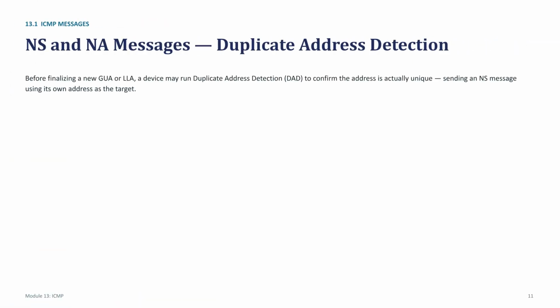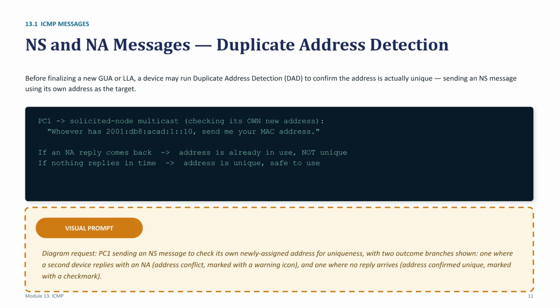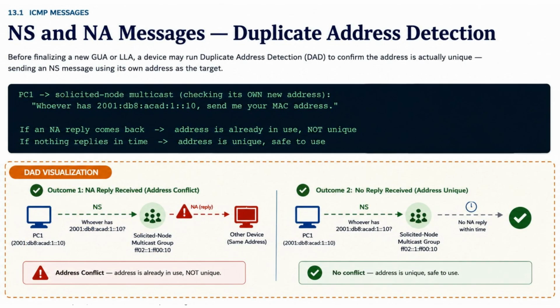NS/NA also handles duplicate address detection. Before finalizing a new address, a device can send an NS targeting its own new address. If an NA comes back, someone else already has that address. Conflict. If nothing replies, the address is confirmed unique and safe to use. Note on screen: DAD isn't strictly required, but RFC 4861 recommends it for unicast addresses.